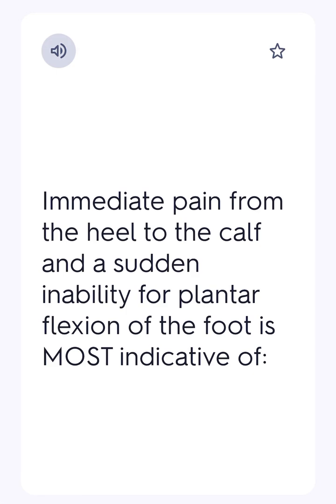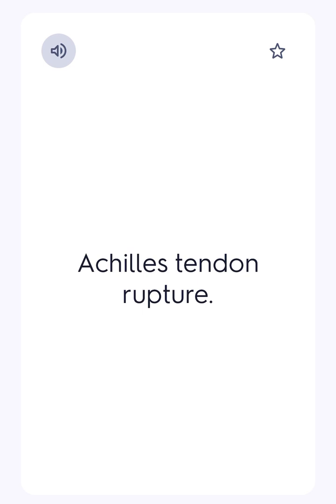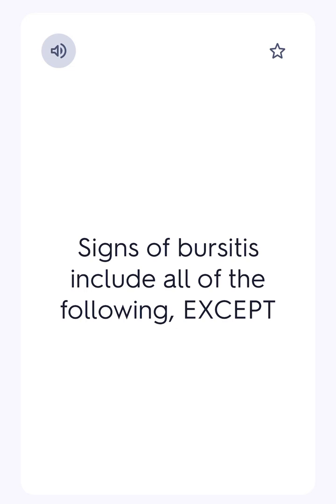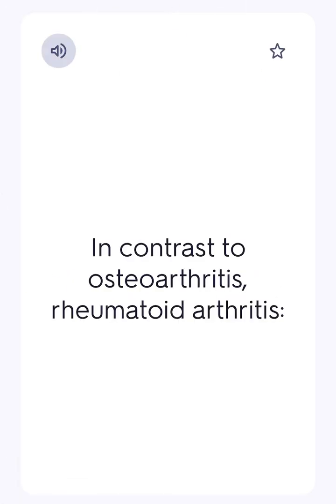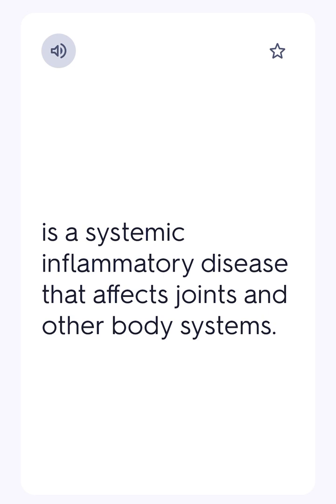Immediate pain from the heel to the calf, and a sudden inability for plantar flexion of the foot is most indicative of Achilles tendon rupture. Signs of bursitis include all of the following except deformity. In contrast to osteoarthritis, rheumatoid arthritis is a systemic inflammatory disease that affects joints and other body systems.